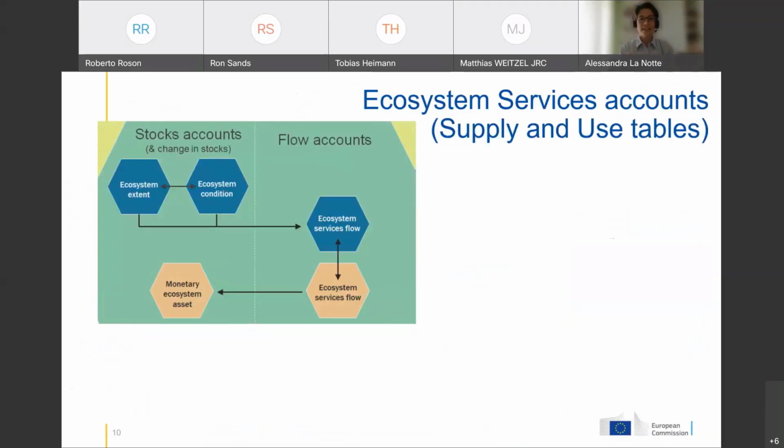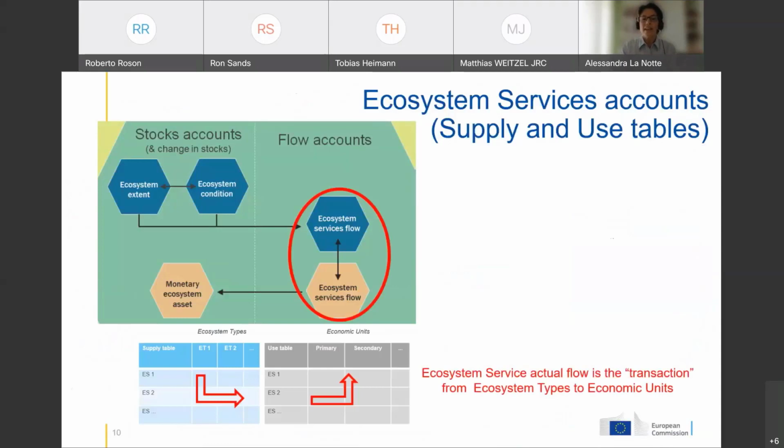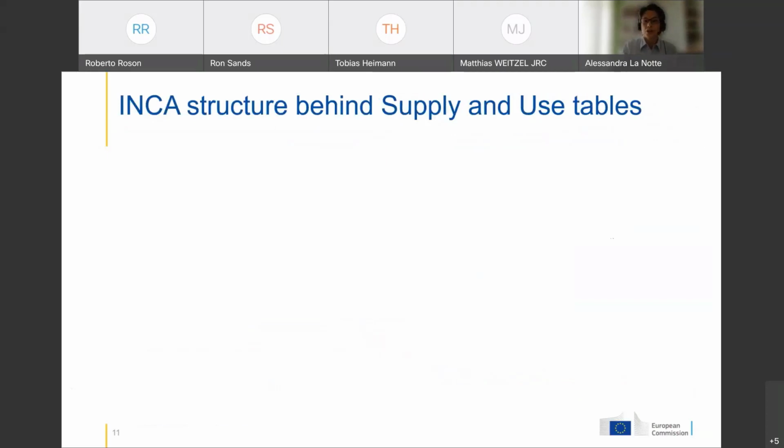As we said, considering the integrated accounting system, what we are looking at is specifically the supply and use table. So basically, we have a number of ecosystem types providing many ecosystem services to the economic units, on the use table. These flows, the ecosystem services actual flow, represent the transaction from ecosystem type to economic units.